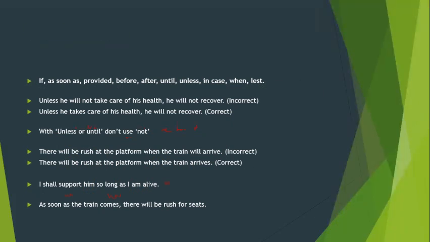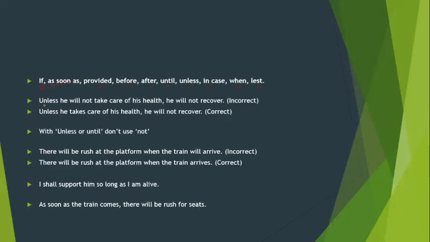Let's do, and apart from this, like we have seen that in all the sentences, if is used in making a conditional sentence. But apart from if, you also have some signals in the sentences which help you in identifying that this is a conditional sentence, like as soon as, provided, before, after, until, unless, in case, when, lest. Let's see more examples of these.